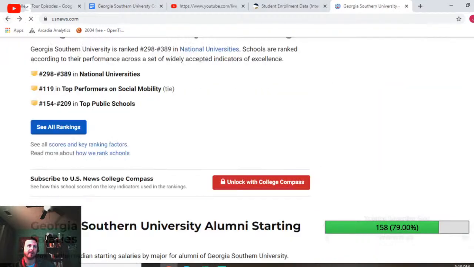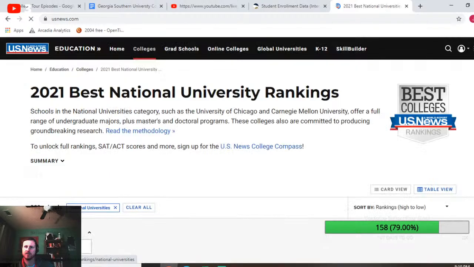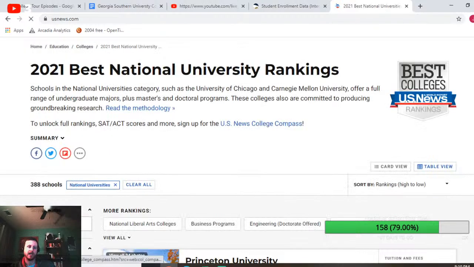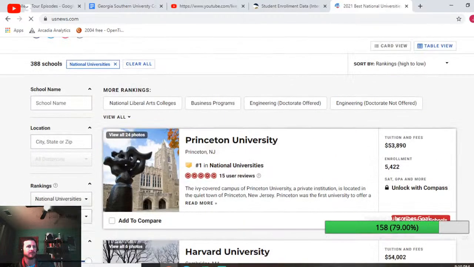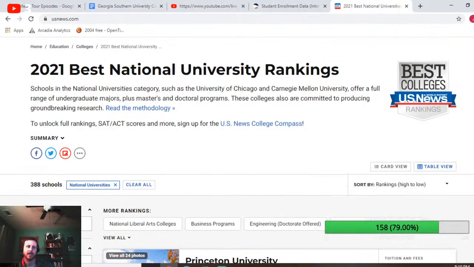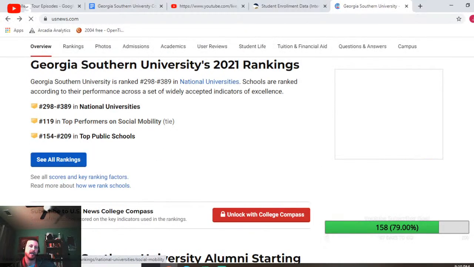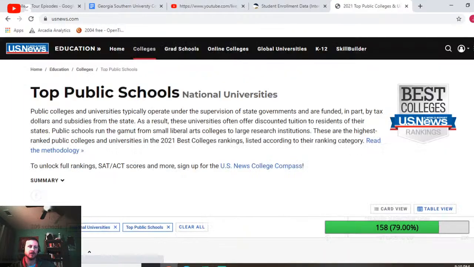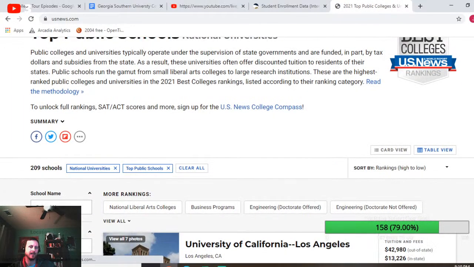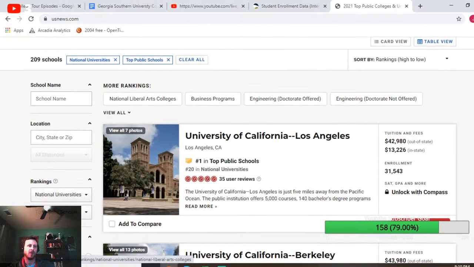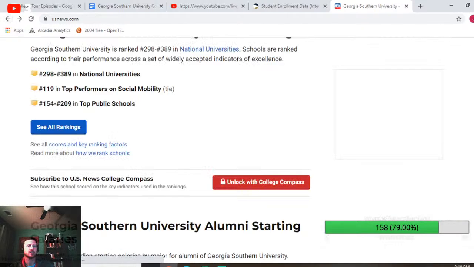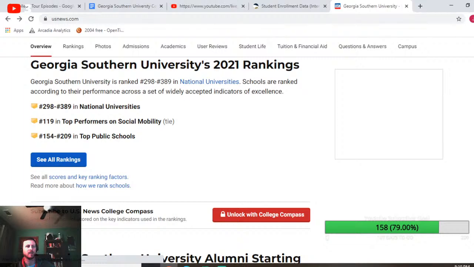It's probably a good thing, but I'd say that there's probably 388 schools. I feel like that's not accurate at all in terms of the total number of national schools. I would not put it as the worst national school or anything like that. And public schools, showing 209. Yeah, so it's just a very broad range here, nothing super specific.